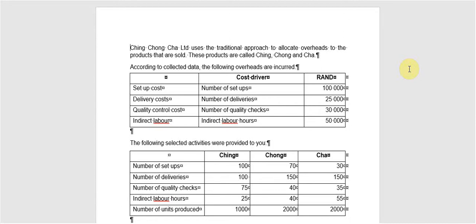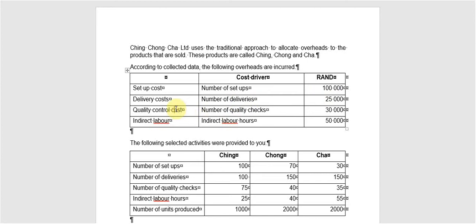So let's read together. It says Ching Chong Cha Limited uses the traditional approach to allocate overheads to products that are sold. These products are called Ching, Chong, and Cha. So you will see in the first table, you have collected some data and there you will find the overhead as well as the cost driver and the rand value. So we have some setup costs, which is driven by the number of setups and it is 100,000 rand worth of setup cost. We have some delivery cost. The cost driver there is the number of deliveries and then it's 25,000 rand.